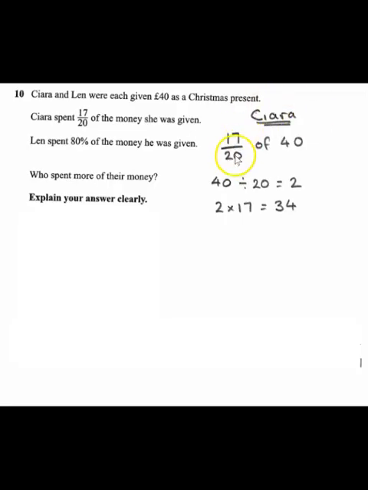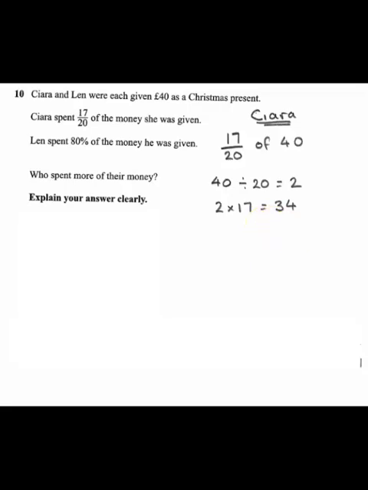We've got 17/20ths of 40. Now you could have put 17 over 20 multiplied by 40 into a calculator if you felt like it, but there's another way of doing this. You could just do 40 divided by 20, which is 2, and then multiplied by 17, which is 34.